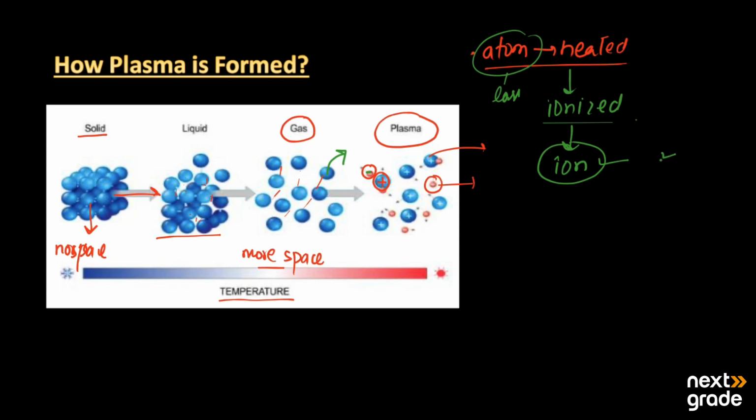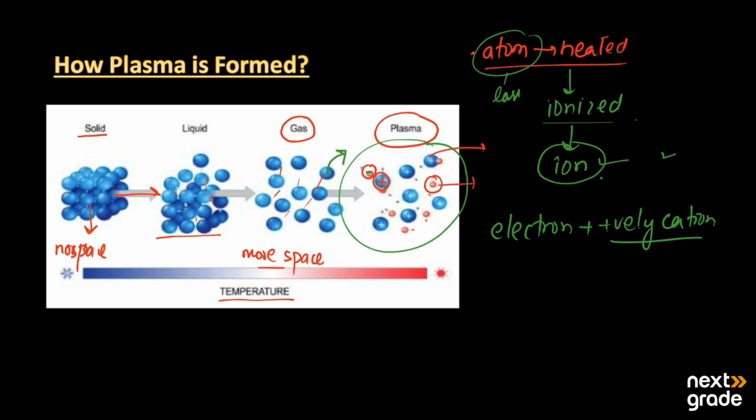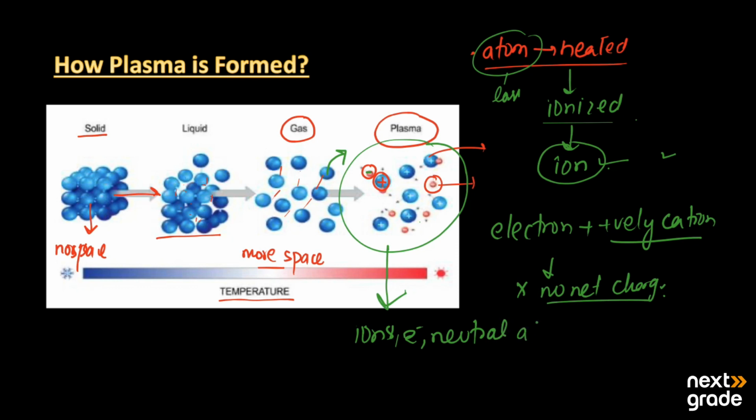It happens many times, creating a cloud. This is the structure of a cloud having electrons plus positively charged ions, or cations. However, not all the atoms necessarily ionize. Some of them may remain completely intact with no net charge, remaining in atomic form. So this ionized gas mixture may contain ions, electrons, as well as neutral atoms, and that state is known as the plasma state of matter.